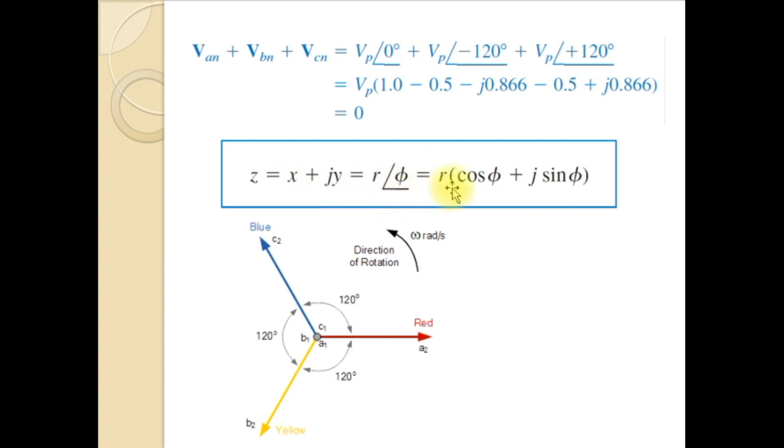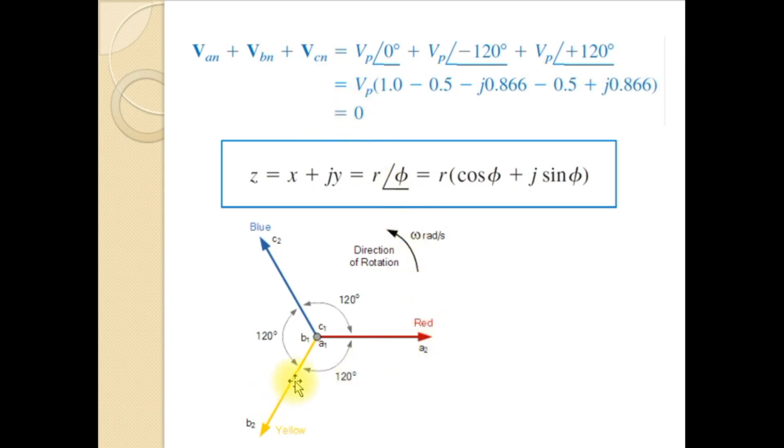In that case, x is equal to r cos phi and y is equal to r sin phi. If you use this relation, this can be simplified as Vp can be taken out, and here you get cos 0 plus j sin 0, plus cos minus 120 degrees plus j sin minus 120 degrees, plus cos 120 degrees plus j sin 120 degrees. So you get this relation, and here you can see that it is equal to 0. At any instant, the sum of the voltages of the three phases will be equal to 0.